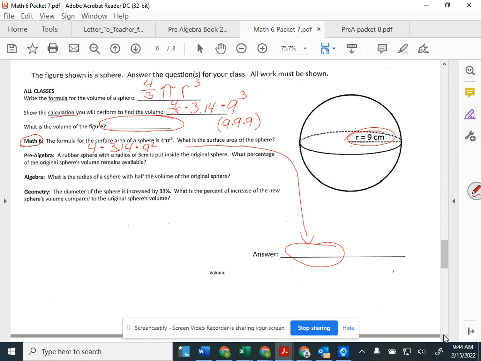4 times 3.14 times 9 squared. What is 9 squared? What's 9 times 9? Zoe, 81.